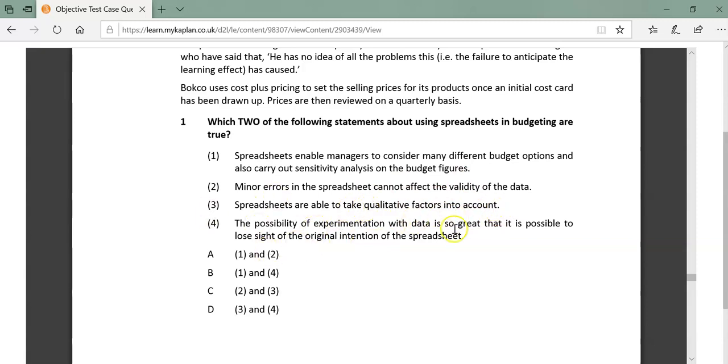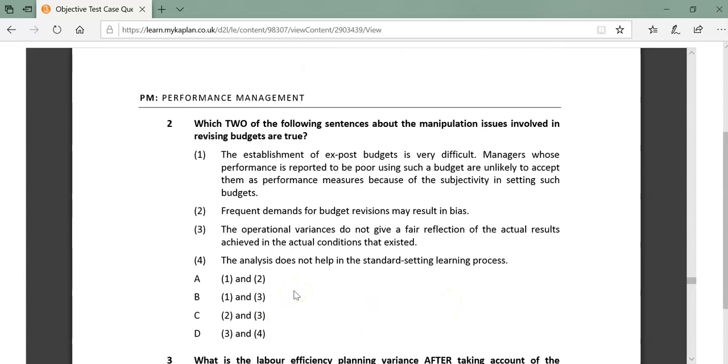And the possibility of experimentation is so great that it's possible to lose sight of the why, because you're doing so many things and sometimes you don't know why you're doing what you're doing. So naturally the answer ends up being B for question 1. So 1 is B. And so some more theory.